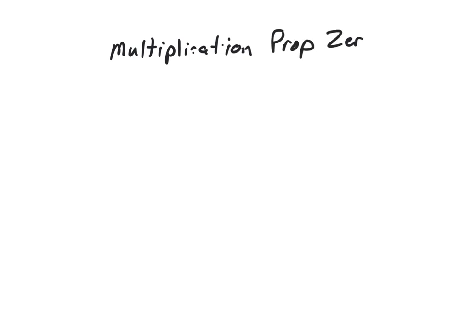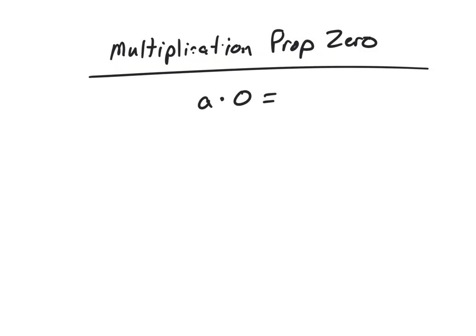Okay, the multiplication property of 0. This one's pretty straightforward. Okay, if I take any number times 0, what do I get? 0. Okay.